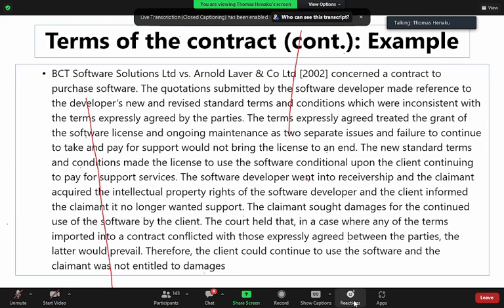Don't you think so? So the software developer went into receivership and the claimant acquired the intellectual property rights. So in this case, the claimant is the new owner of the intellectual property rights of BCT Software Solutions, because they went into receivership. And the claimant who has gone to court over this matter was not the one who initiated the agreement. So when they took over, what happened?